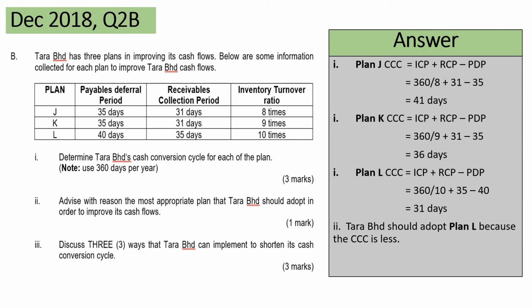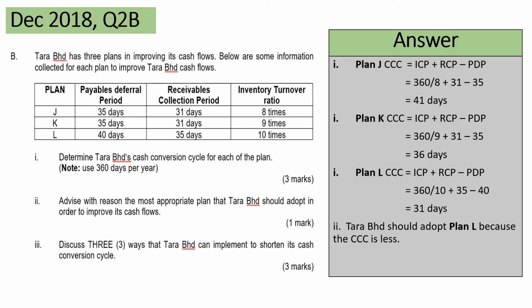And you can do the same calculations for the other 2 plans. Just do similar workings for the ICP. That is the number of days in the year, 360, divided by the inventory turnover ratio for the respective plans. And then, after you finish calculating the whole 3 plans, the plan J, you have 41 days, plan K, you have 36 days, and plan L, you have 31 days.